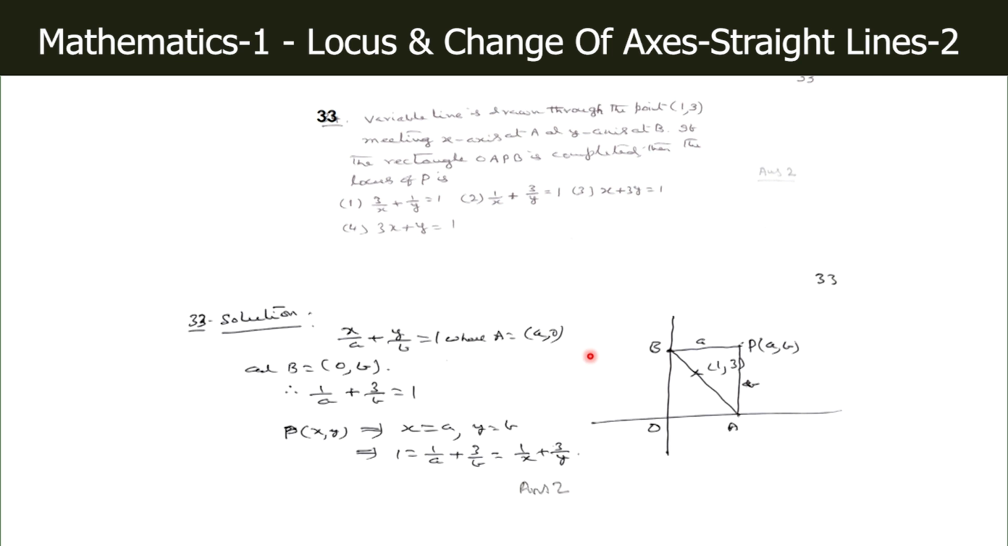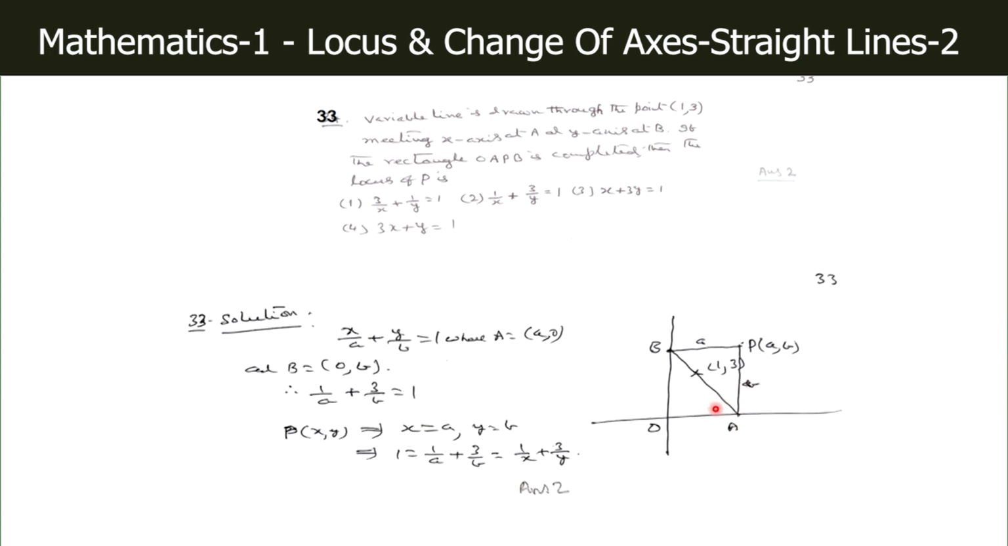Next, a variable line is drawn through the point (1, 3) meeting the x-axis at A and the y-axis at B. If the rectangle OAPB is completed, then the locus of P is: first option, 3 by x plus 1 by y is equal to 1; second option, 1 by x plus 3 by y is equal to 1; third option, x plus 3y is equal to 1; and fourth option, 3x plus y is equal to 1.